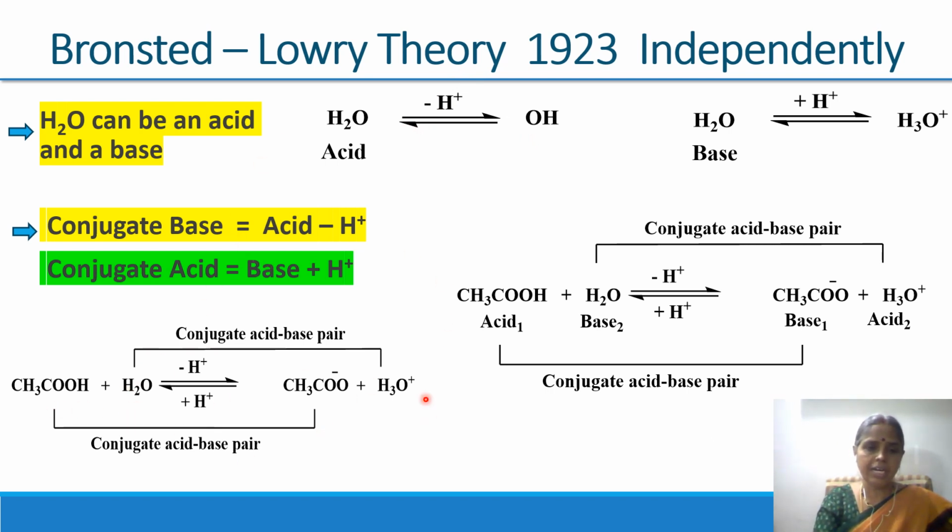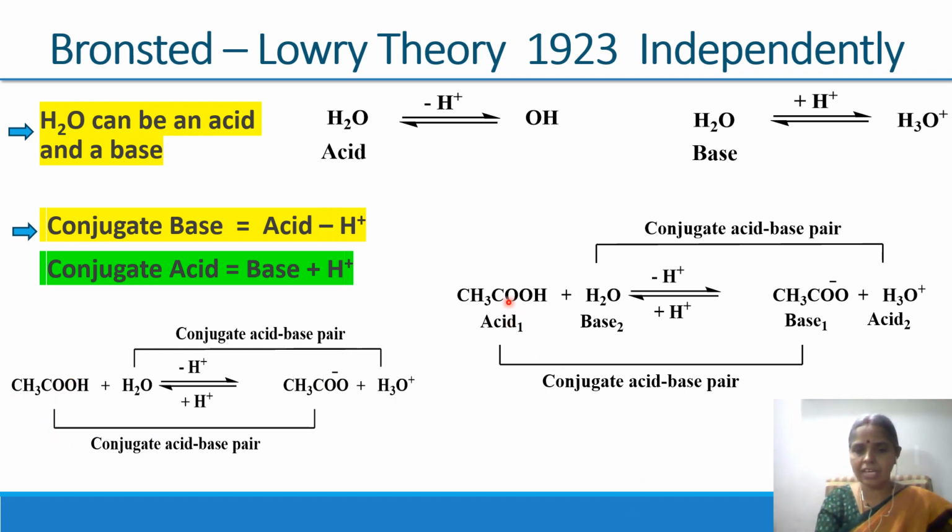You can see here in this example, acetic acid is the acid and H2O is acting as a base now. Acetic acid will contribute or release a proton which is accepted by the H2O molecule so as to form the H3O plus. So, H3O plus is the conjugate acid of the base H2O. Similarly, acetate ion is the conjugate base of the acid acetic acid.